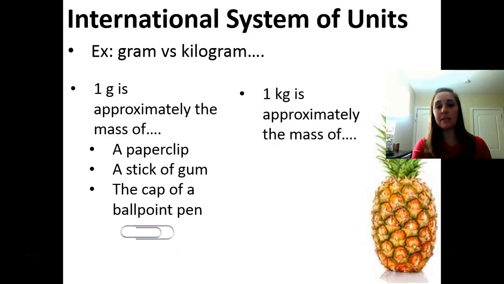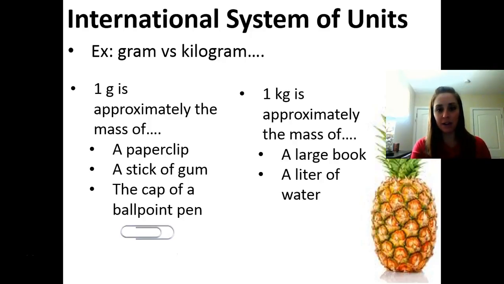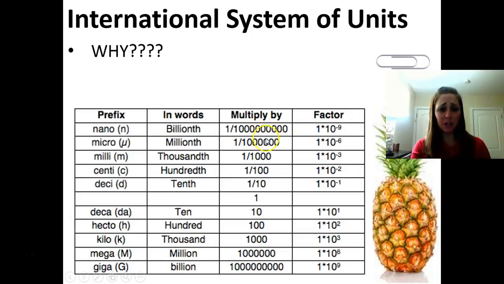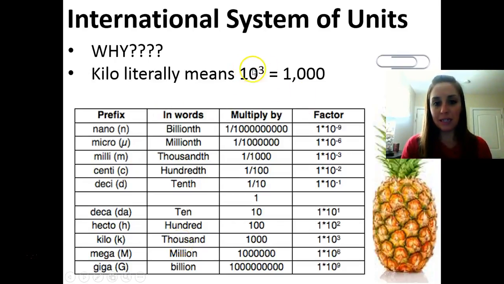Versus a kilogram is about the mass of a large book. Think of that chemistry book that you took home. That's about a kilogram. A liter of water is a kilogram. Or a pineapple, that is a kilogram. Why? Well, you've got this big chart, which I summarized in your handout, where you have these prefixes and they modify your base unit. So like a nano would modify it by a billionth, dividing by a billion, or micro dividing by a million. Okay, but kilo is 1,000, multiplying by 1,000. Because kilo literally means 10 to the third, or 1,000. So when I say kilograms, it literally means 1,000 grams.